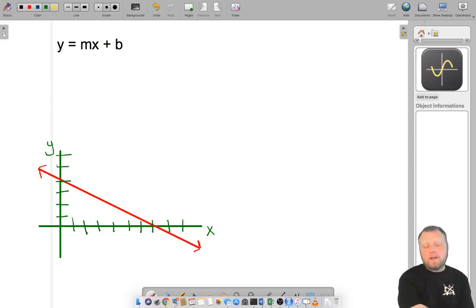In the last video, we took an equation and we graphed a line based on the equation. In this video, we're going to take a line and figure out what that equation is. So let's do that quick and simply here.